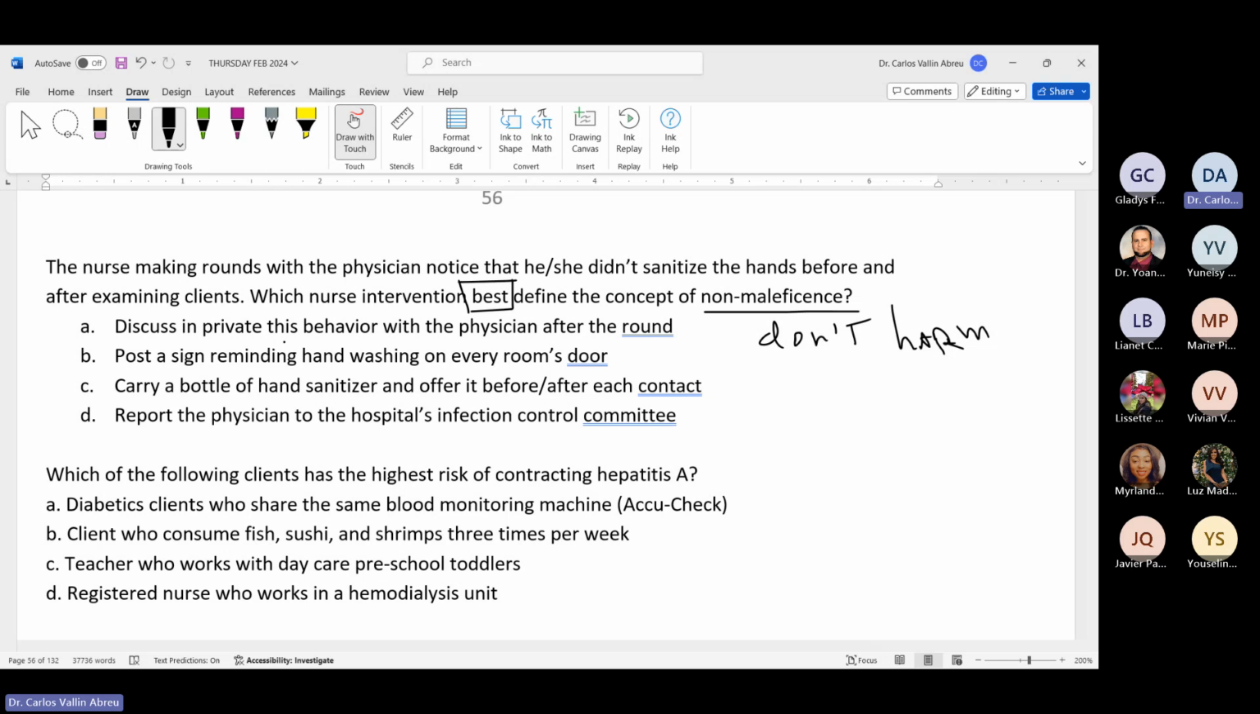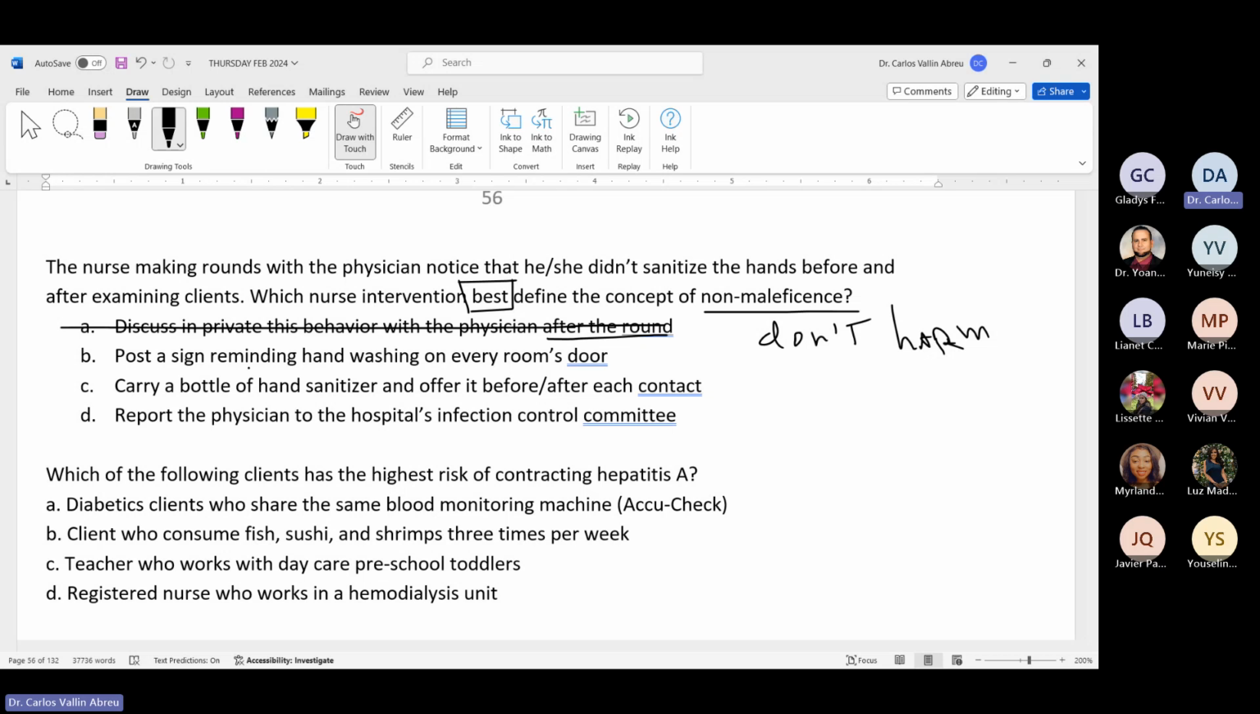"Discuss in private this behavior with the physician after the round." Notice that if you do that, which is okay, it is after the round, so the harm was already done. So I don't like it for that reason. The client already received the bacteria that were on the hand of the physician.